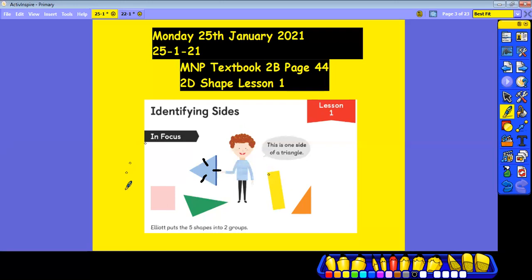Can you see any other triangles in this group of 5 shapes? I hope you can, because Elliot wants you to put the 5 shapes into 2 groups. So I want you to pause the video and see if you can sort those shapes according to the number of sides that they've got. Okay, we've got the triangle that's got 3 sides, but we've got some other shapes. How could we sort them into 2 groups? The 5 shapes need sorting into 2 groups.